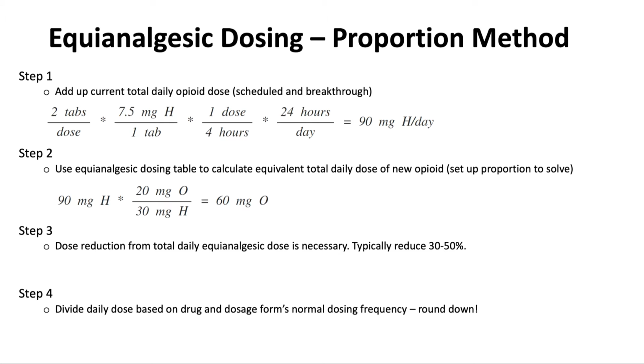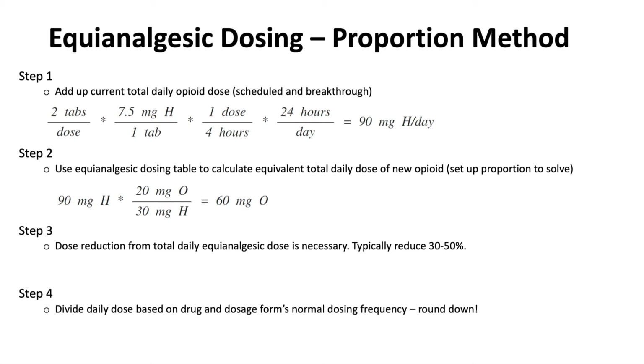The next step was to use the information we talked about previously on that previous table to convert from milligrams of hydrocodone to milligrams of oxycodone. So we take 90 milligrams of hydrocodone, multiply it by the fact that we saw on that table that 20 milligrams of oxycodone was equianalgesic to 30 milligrams of hydrocodone.